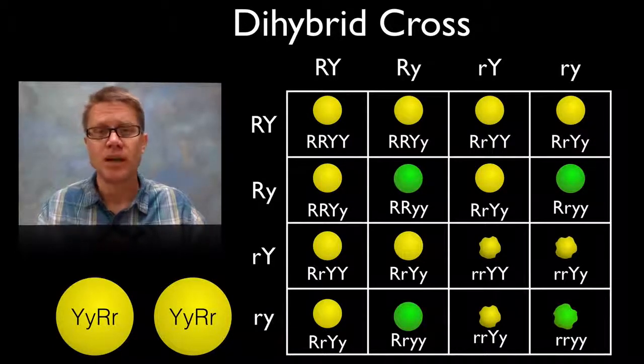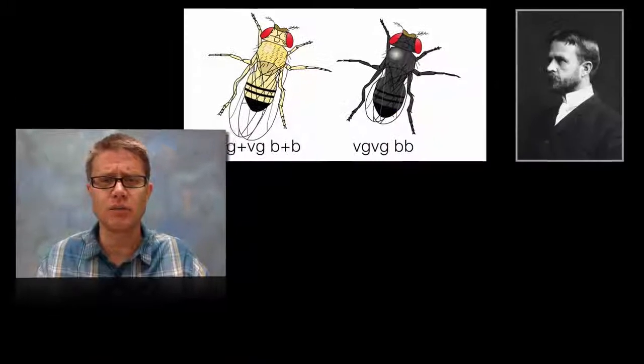wrinkled and green. Now, Mendel was able to figure this out, not understanding what's going on with chromosomes, and so it took decades before scientists looked at this and found a flaw in his model. And let me show you that.